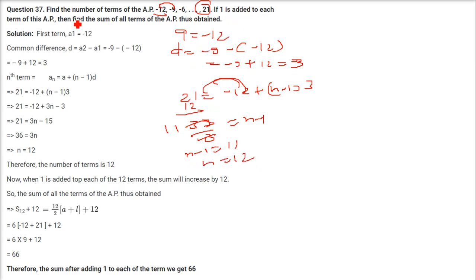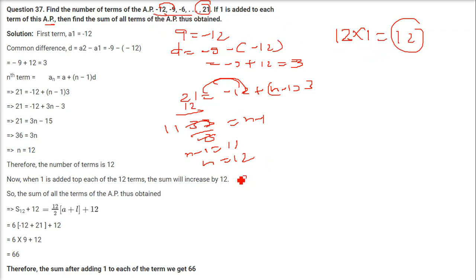Now if 1 is added to each term of this AP, how many terms are there? 12. So 12 terms are there, and I am adding 1 to each, so 12 into 1. So 12 will be added to the sum of this. I hope you got the idea. 1 is added to all of these, that is 12 numbers are there, and we are adding 1 to each. So if I find the sum of this AP and add 12, that will also be okay.